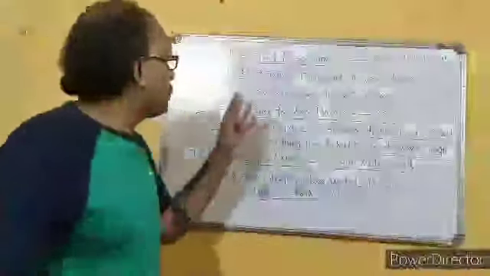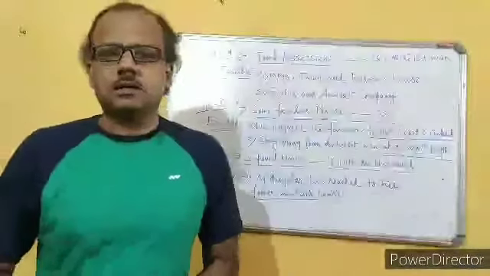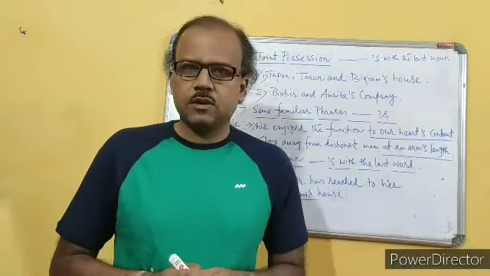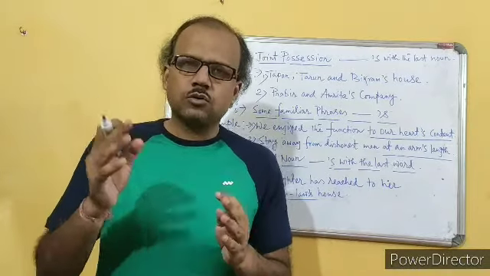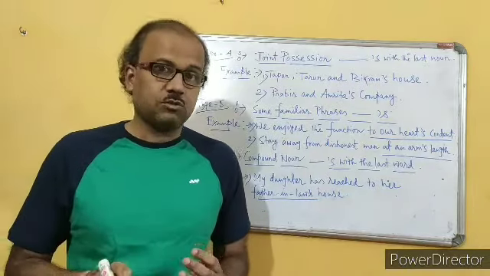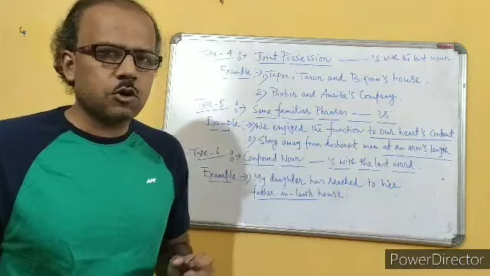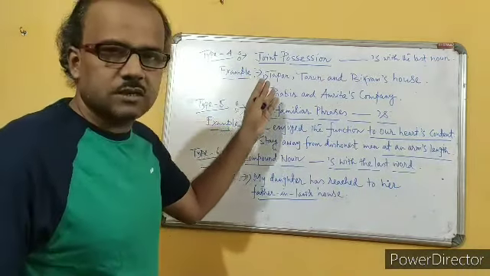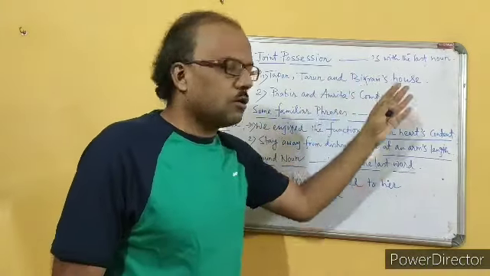Now look at type 4. Joint possession. যৌথ মালিকানা. That means joint ownership. When something is owned by 2 or 3 persons, যখন কোনো কিছু দুজন বা তিনজন পার্সন মিলে একসাথে own করে বা একসাথে অধিকারে থাকে, it is called joint possession. So what happens in the case of joint possession? Look at the first example. Number 1, Topon, Torun and Bikram's house.